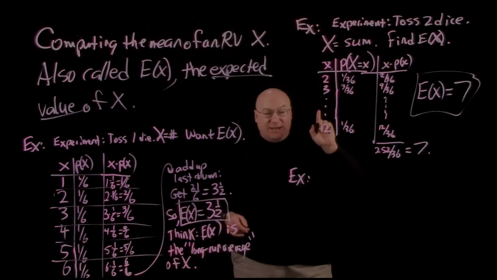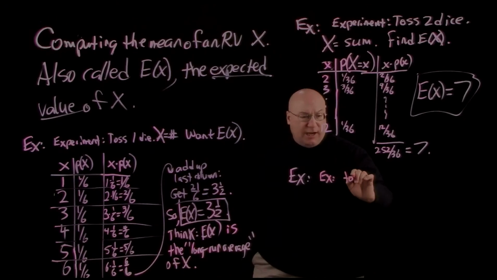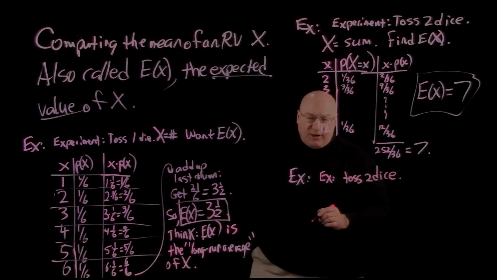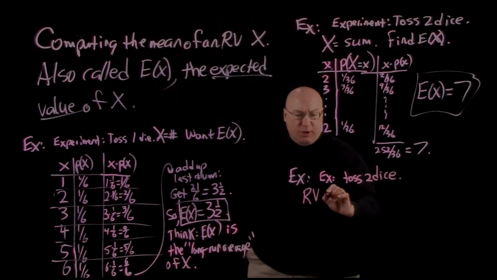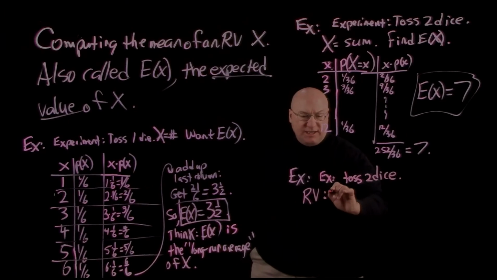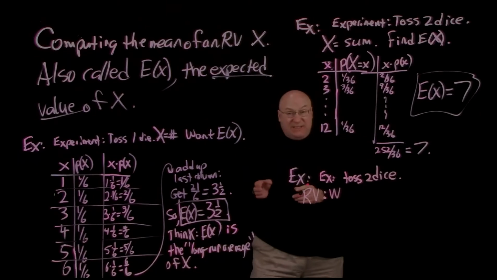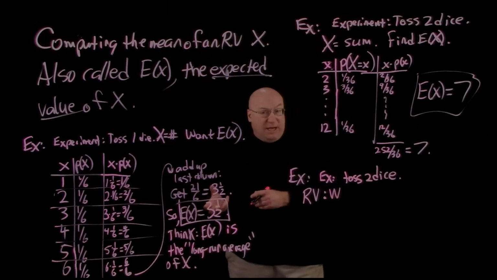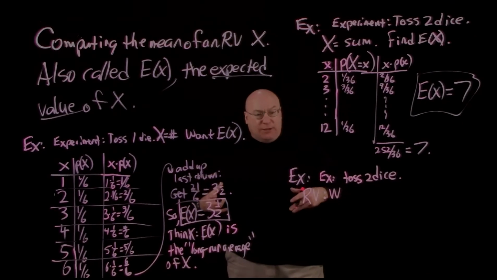So the way to think about it is like this. The experiment is toss 2 dice. And now here, what I want our random variable to be, I'm going to call it W, because I don't care necessarily about the exact sum I get. I just care whether or not I win money, right? So I can think of this as an outcome of either I win or I lose.